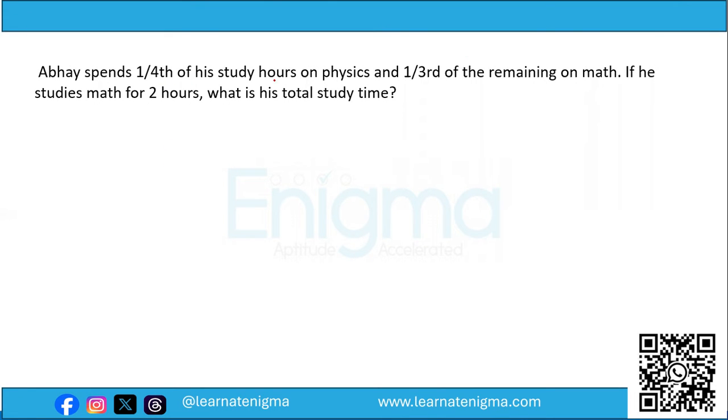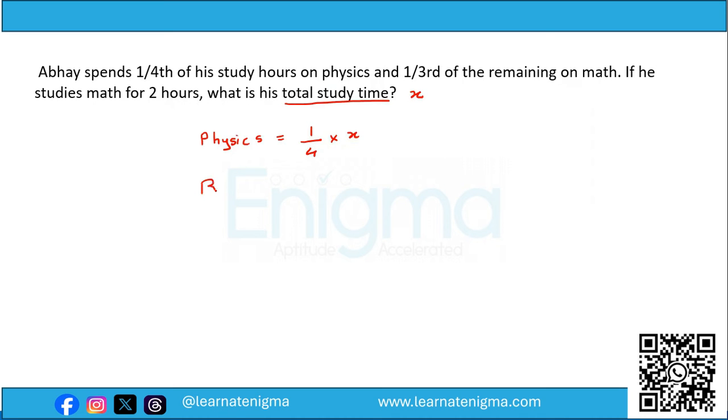Abhay spends one-fourth of his study hours on physics and one-third of the remaining on maths. If he studies maths for 2 hours, what is his total study time? Let's assume his total study time to be x. So he studies physics for one-fourth of x, that is x by 4 hours.